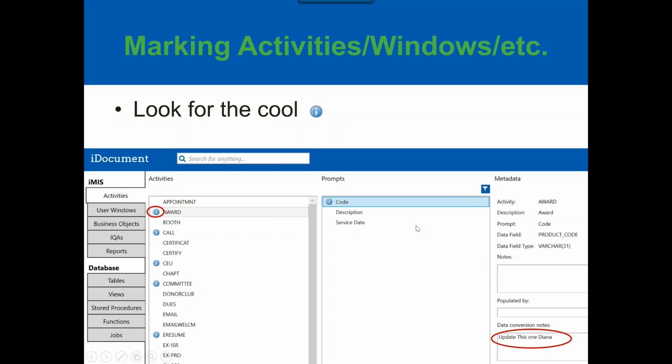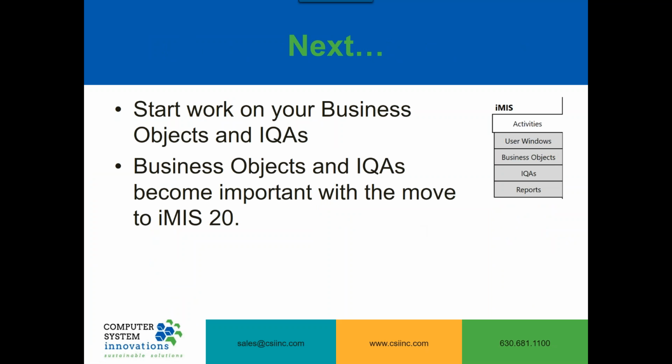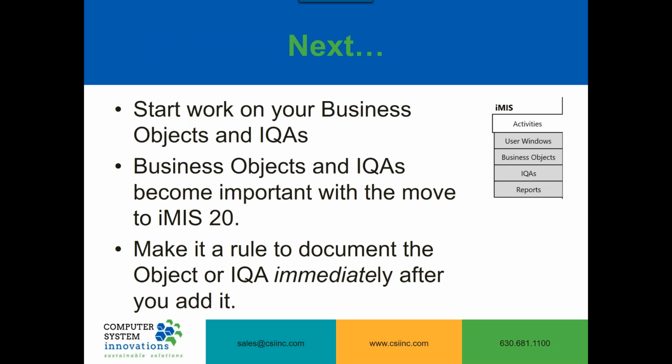The next best tip we have for you is to start work on your business objects and IQAs. If you're not on 20 yet, or you are about to start to go to 20, or even if you're on 20, you know or will learn quickly that they are the foundation to everything that is in iMIS. And our best practices and our recommendations there are to make it a rule to document any business object or IQA you create. If you tell someone, hey, you're now creating your own IQAs, that's great. We're really proud of you. If you create an IQA, we want to have it added to iDocument.